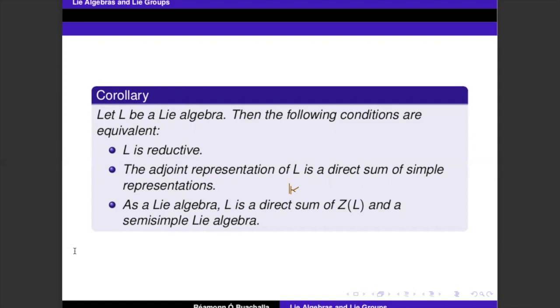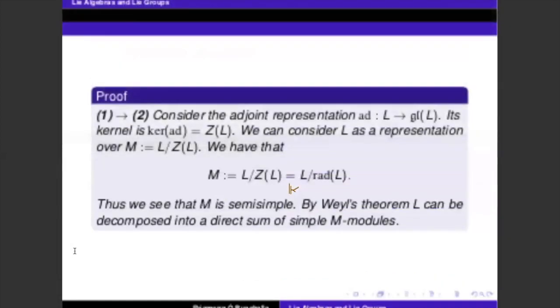So let's read through the list more formally. The following are equivalent. One, L is reductive. Two, the adjoint representation of L is a direct sum of simple representations. Three, as a Lie algebra, L is a direct sum of its center and a semi-simple Lie algebra. All right, so let's prove it.